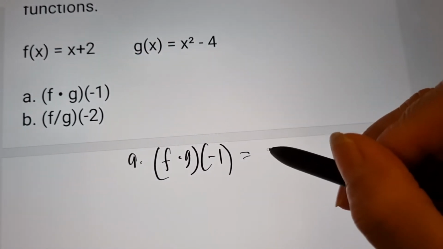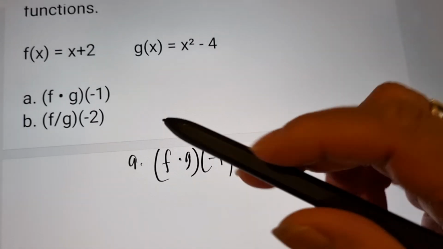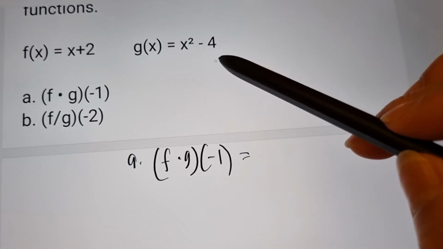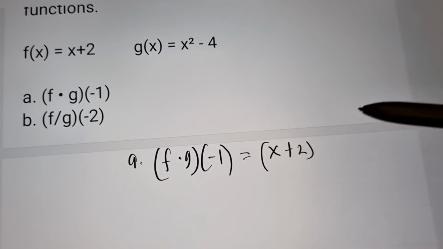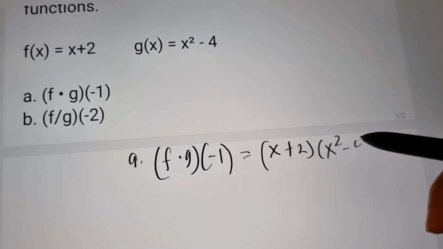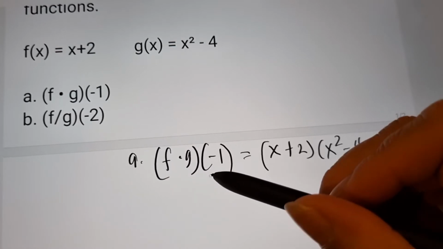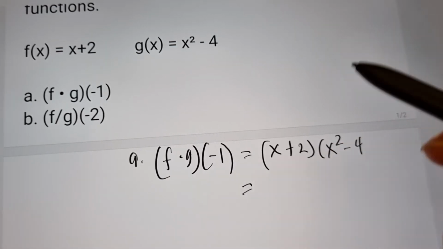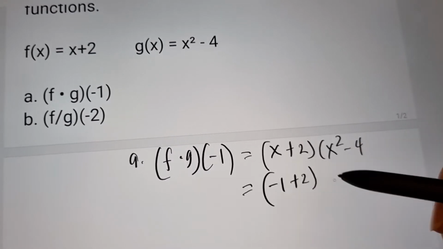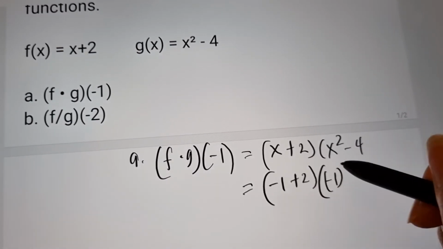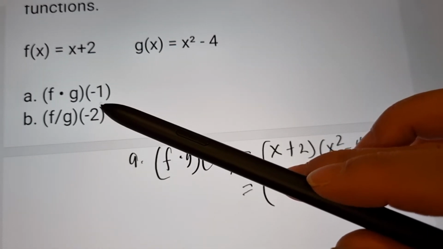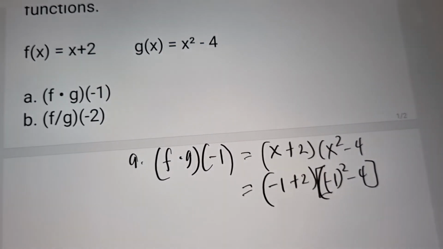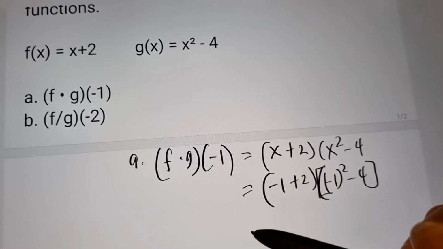Since nagmumultiply lang tayo, so ang f of x natin and this one, ibig sabihin multiply lang natin. So diba x plus 2 and then we have x squared minus 4. So direct na natin yung f times g of negative 1, so negative 1 plus 2, and then negative 1 squared minus 4. Okay? Kasi hindi naman hiningi ang f of g of x. So ang ginawa ay negative 1. Pero pwede nyo rin gawin yan.